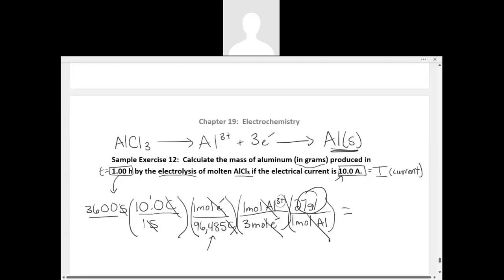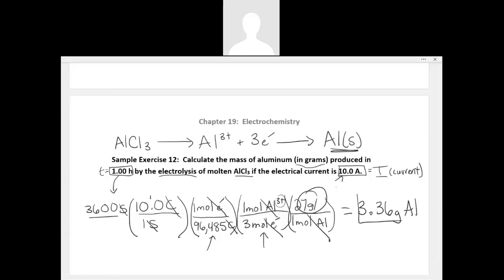So I will multiply 3,600 times 10 across the top, then divide by Faraday's constant, 96,485. Don't forget to divide by 3, or else you're going to get more than you expect for your answer. We should get about 3.36 grams of aluminum if we pass this current of 10 amperes through for the duration of 1 hour.